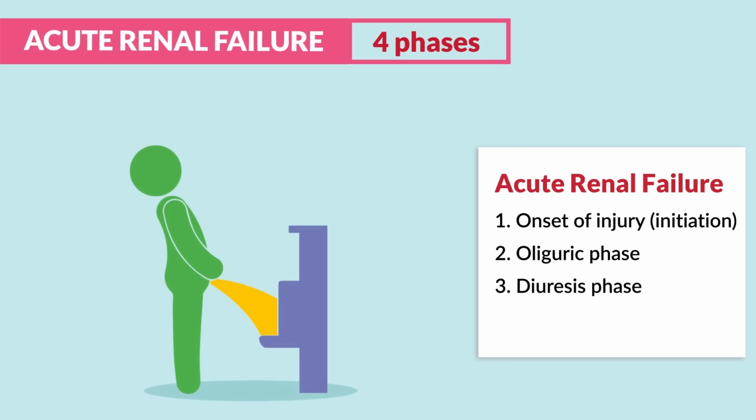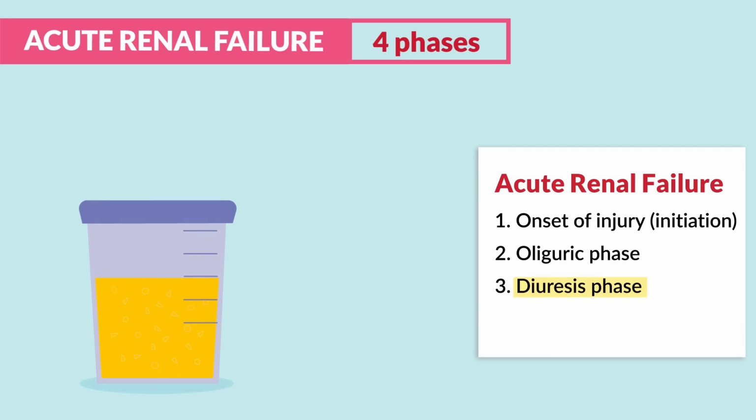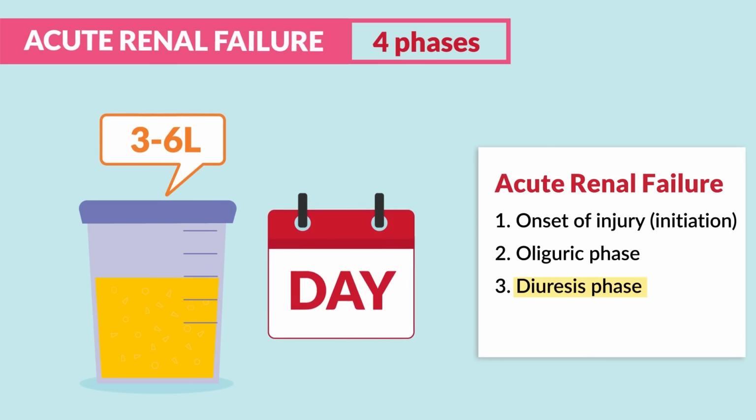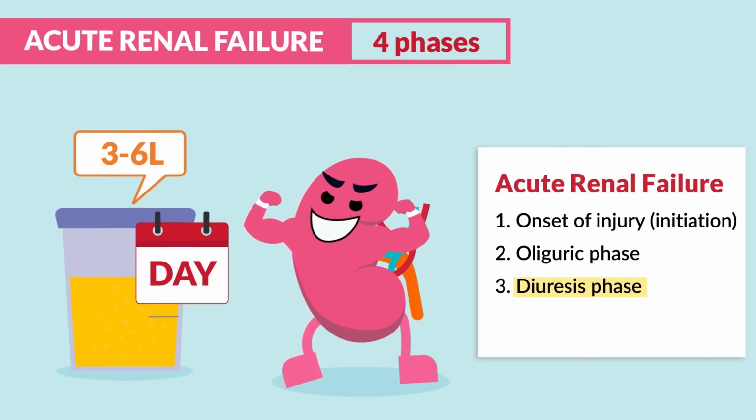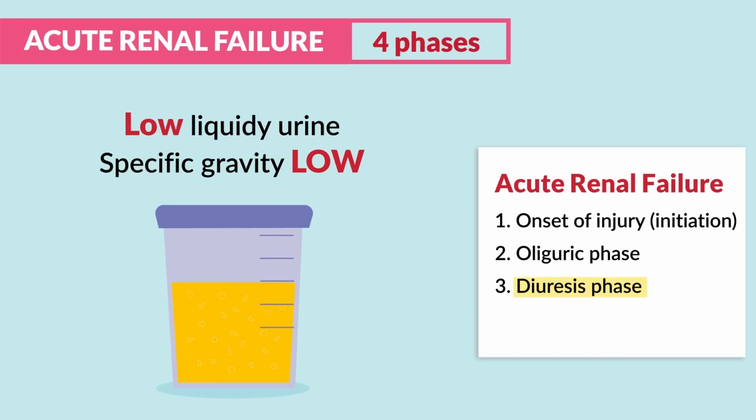Now the third phase is the diurese phase, also called the polyuric phase. So just think diurese, D for draining urine, a dramatically high urine output, like 3 to 6 liters per day. The kidneys are basically trying to flush out the problem. So very low liquidy urine with a specific gravity that is low.